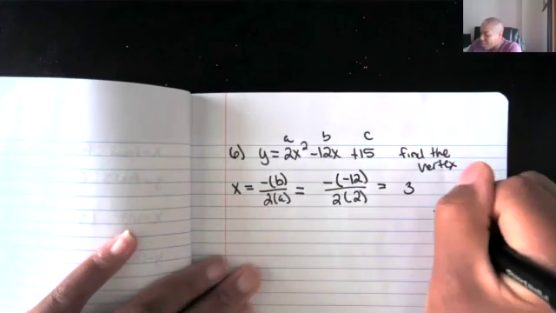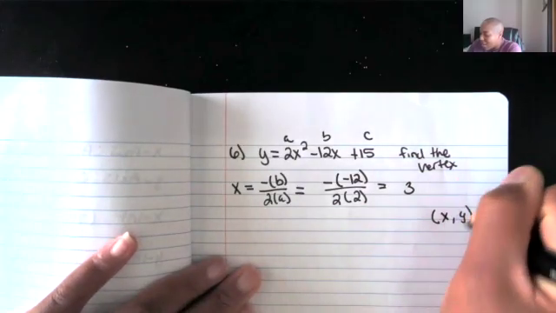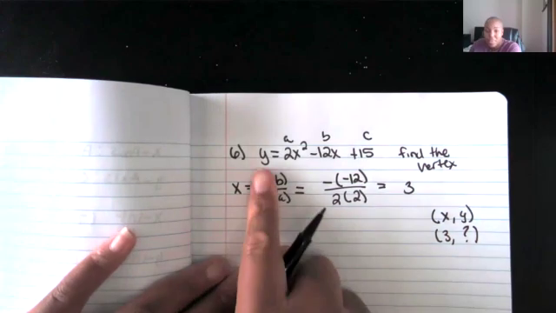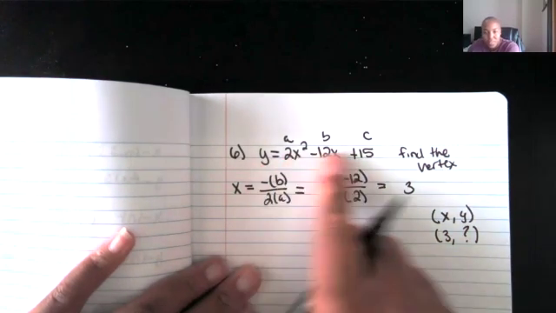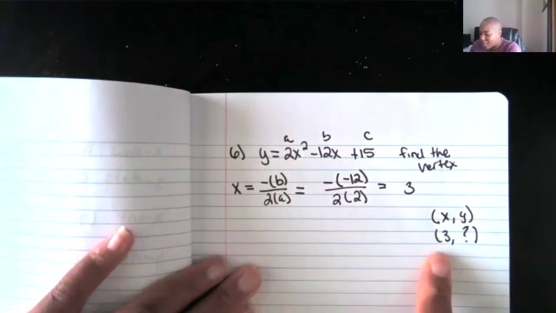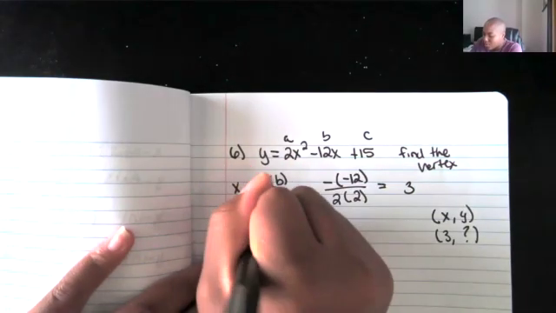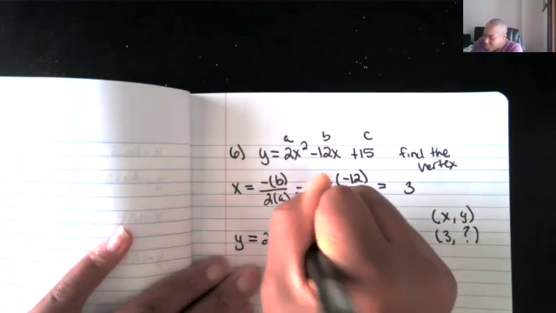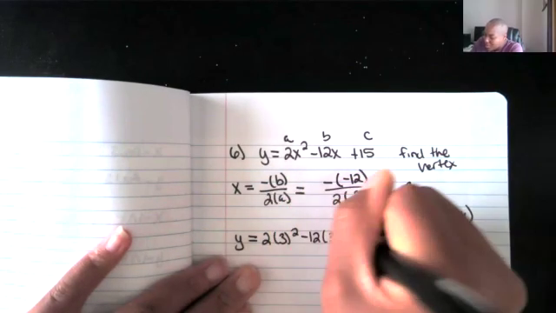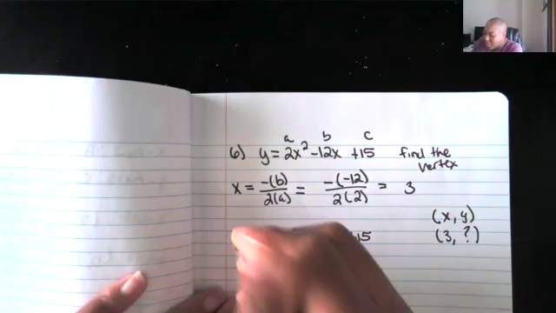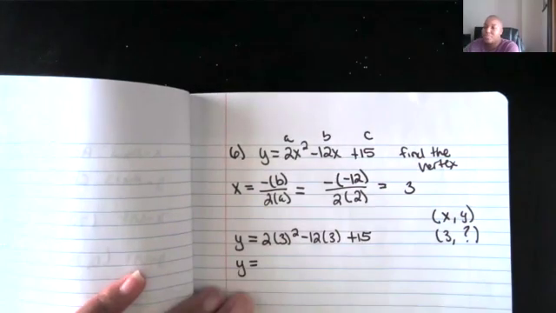So remember, to have a vertex, you need the x and the y. We have the x of 3. Now we're looking for the y. It says y equals all of this. So all we need to do is replace the x's with our 3, and we get the value of y. So y equals 2 parentheses 3 squared minus 12 parentheses 3 plus 15. We just need to put this into our EOC calculator, and we'll get the value of y.